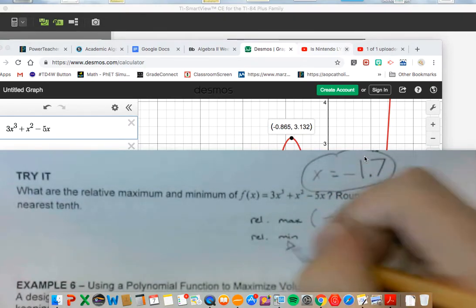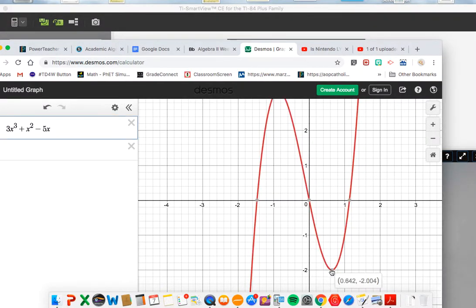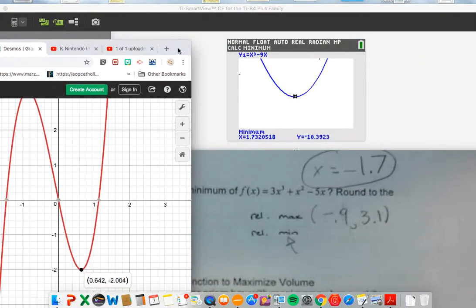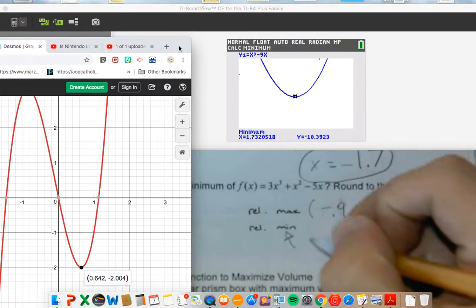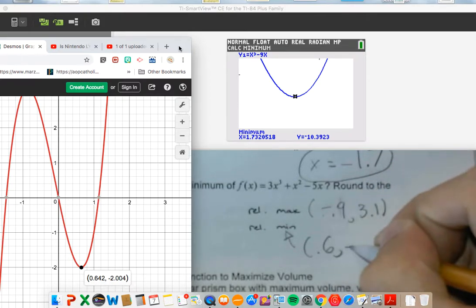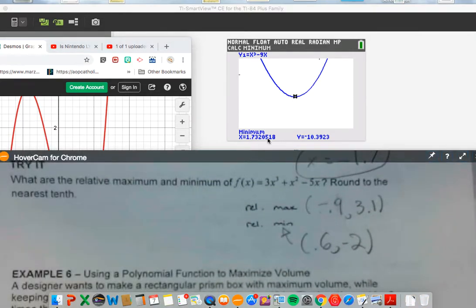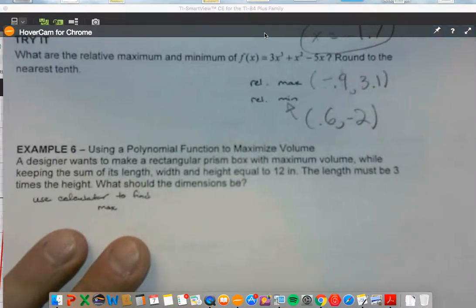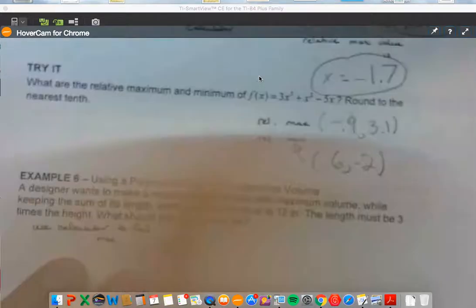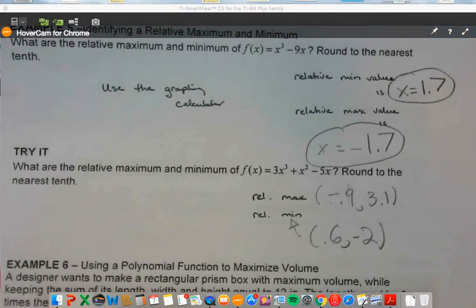For the relative minimum, we can see that on the down part, down here, the x coordinate is 0.6. So let's write that in. So we have 0.6, comma, and then that y outputs approximately negative 2. So we've got that. And this is all based off the calculator. It's either top of the hill or bottom of the hill. As you can see from the visual, these can be pretty easy to find, or spot at least.